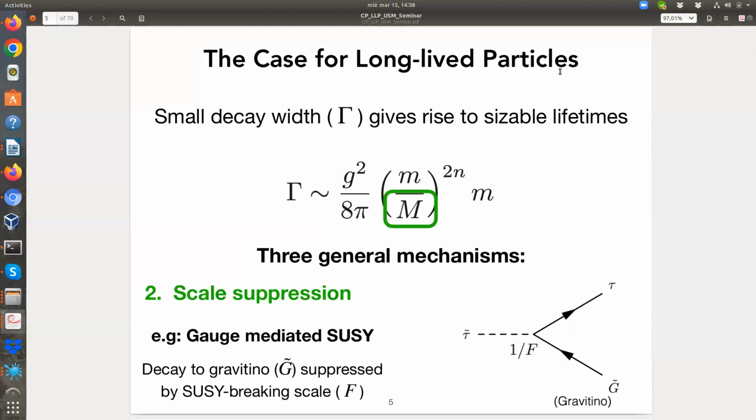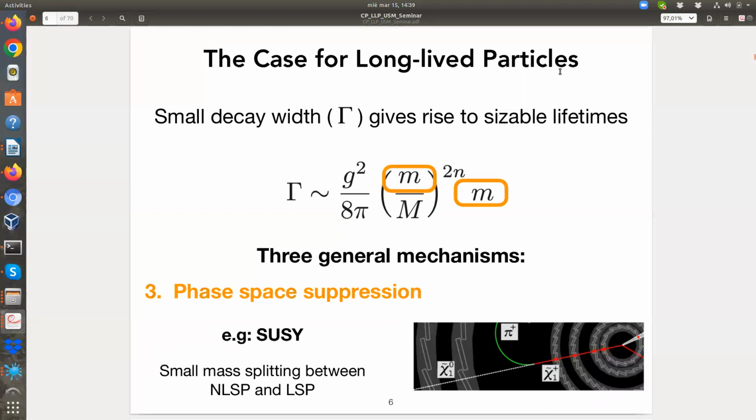The second step is scale suppression. In this case, I take SUSY, as we all love or used to love SUSY. In this case, we have a stau, which is the partner of the tau lepton, and there is a scale suppression here in the SUSY breaking scale F, and then it decays to a tau and a gravitino. So if this is big, then you will naturally have long-lived states. That's just one example of a generic beyond the standard model theory which naturally gives long-lived particles. So that's the second mechanism.